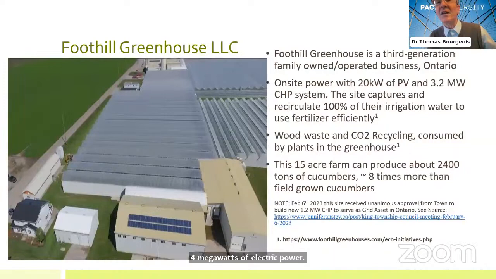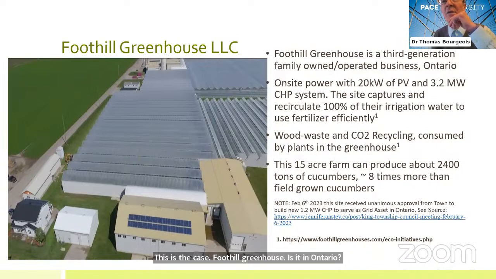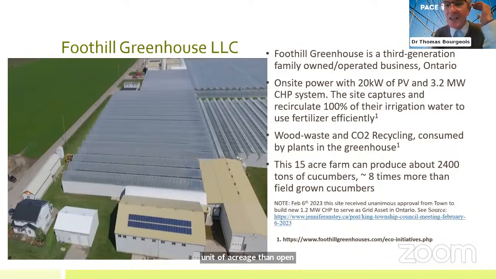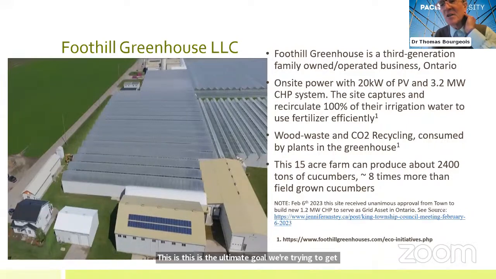This is a case, Foothill Greenhouse, in Ontario. This has both a solar array, 20 kW, as well as a combined heat and power system. The combined heat and power system is utilizing wood waste. Again, the CO2 is taken off the engines and recycled into the greenhouse to feed the plants. This 15-acre farm can produce 8 times more cucumbers per unit of acreage than open farming can do. And again, as an aside, this greenhouse just bid in to serve as a grid asset. This is the ultimate goal we're trying to get to, but I'll talk a little bit later.